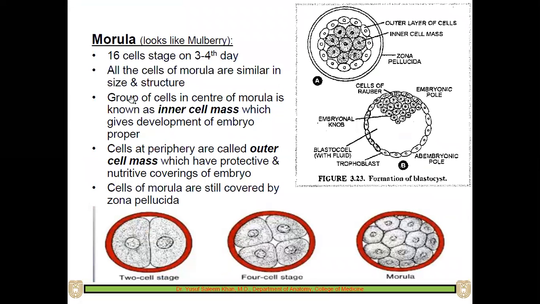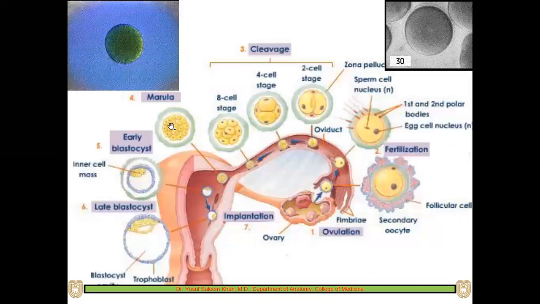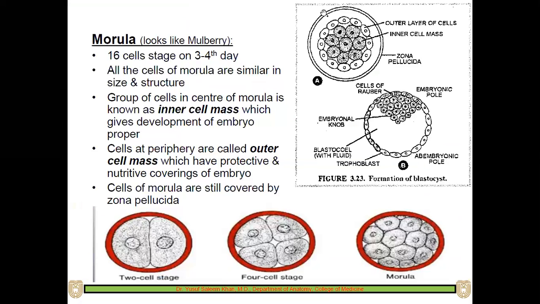Now, the group of cells in the center of the morula is known as the inner cell mass, which gives development to the embryo proper. Now, the cells distribute themselves into outer cells and inner cells. Initially they are all equal, but now they arrange themselves into inner cells and outer cells. These are the outer cells, the outer layer of cells, and this is the inner cell mass. This inner cell mass will develop into the embryo proper. So the embryo will develop from this inner cell mass.